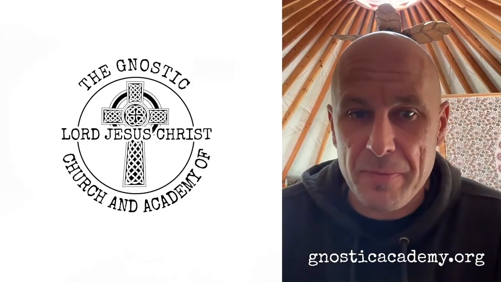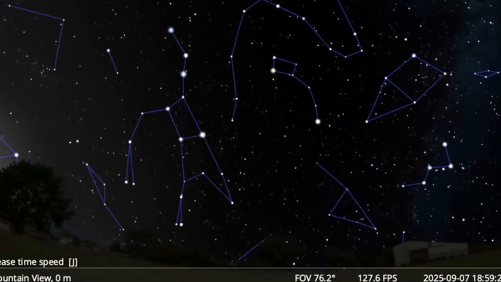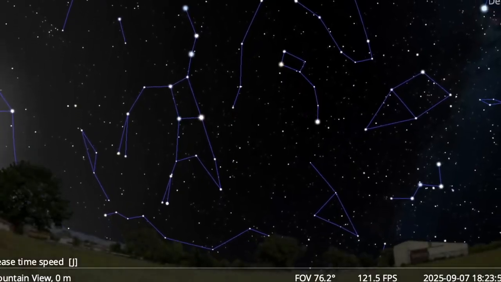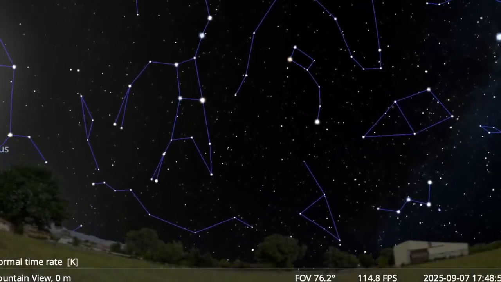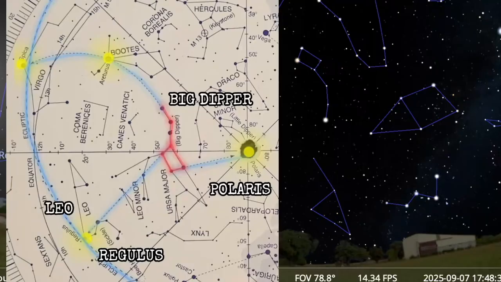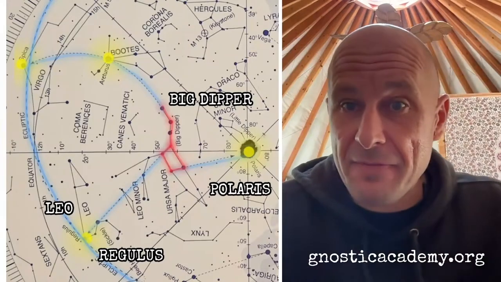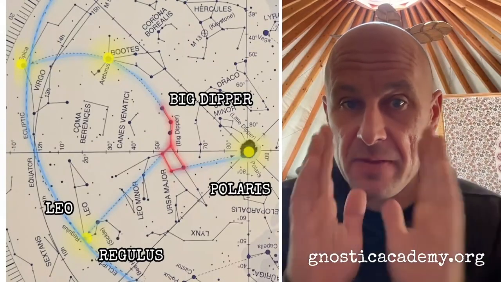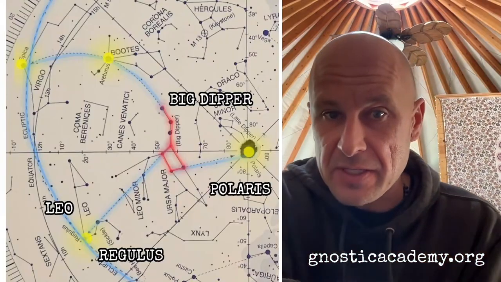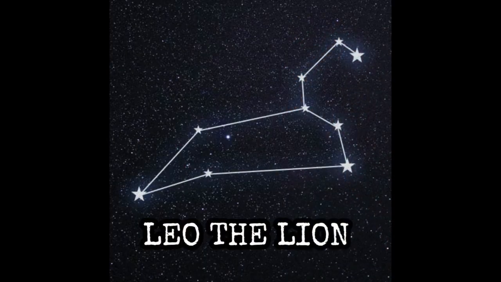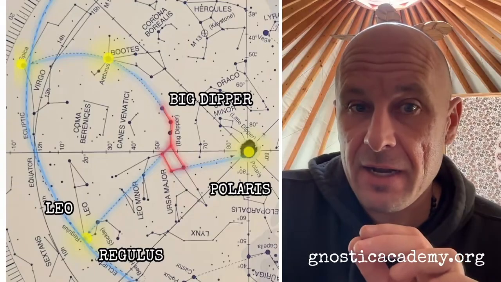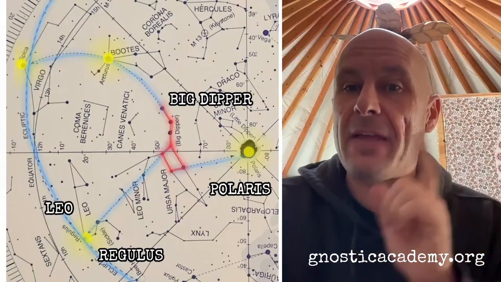I'll give you an example. Once you know the Big Dipper, which is very easy to see, if you just look to the left of it, you're going to find Leo. I found the Big Dipper. Look to the left of it now. What are you going to see? You're going to see Leo the Lion. You can see it right there. The main star in Leo the Lion is Regulus, and it's a bright star. That bright star is right on the ecliptic.